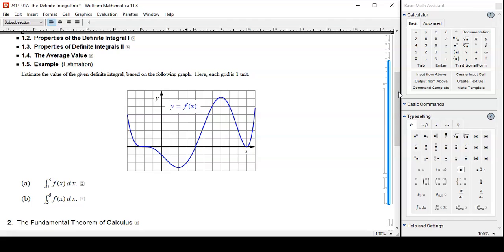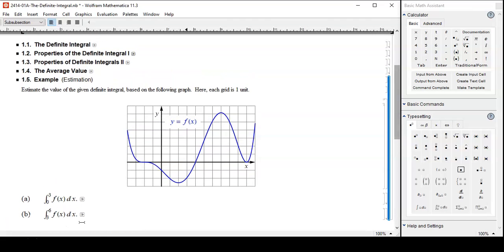Let's see, we have some example problems here. The integral from 0 to 3 of f of x dx. Each grid is 1 unit. So 0 to 3, up to here. Let's go to graphics mode. So we're talking about this portion.